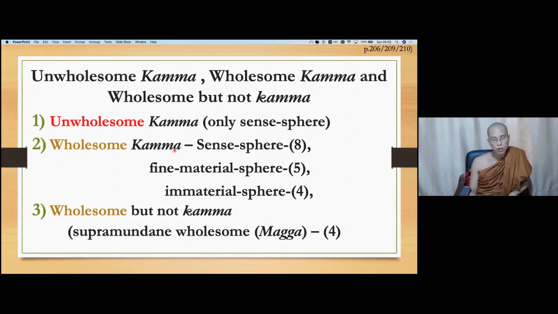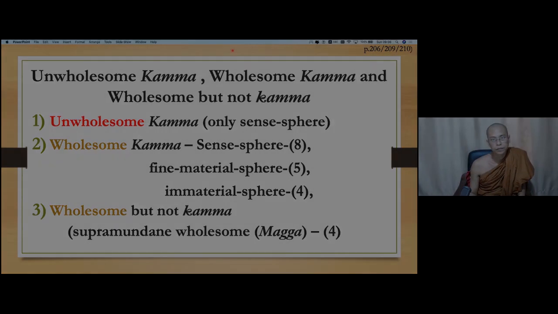Okay, so we understand the types of wholesome karma, unwholesome karma, and the consciousness which is wholesome in nature but is not karma. Okay, so now I'm going to stop my teaching here, and we will continue to the Q&A session.